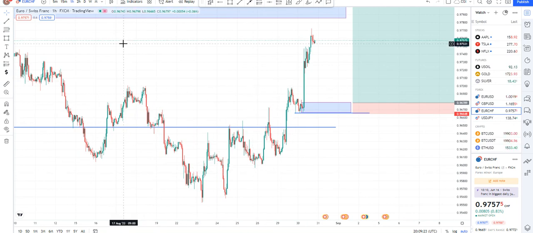There was this time I bought Dogecoin. I bought Dogecoin based on number one, hype, and number two, technical analysis.